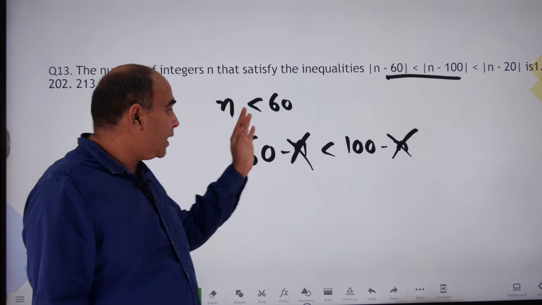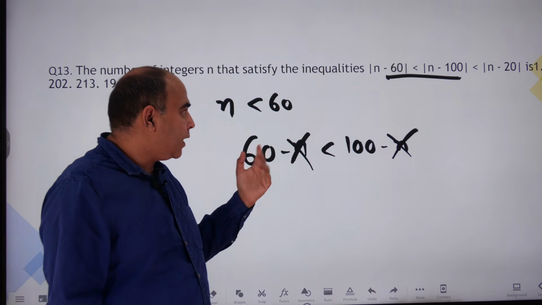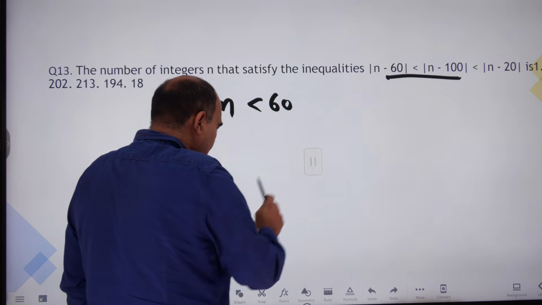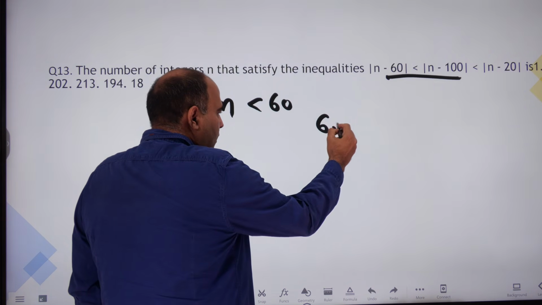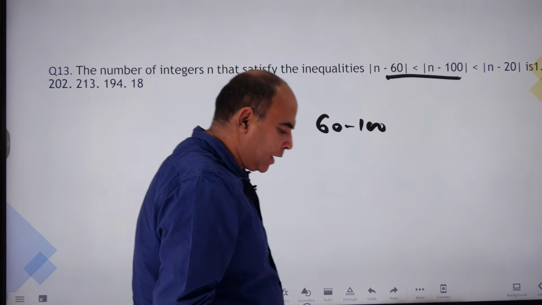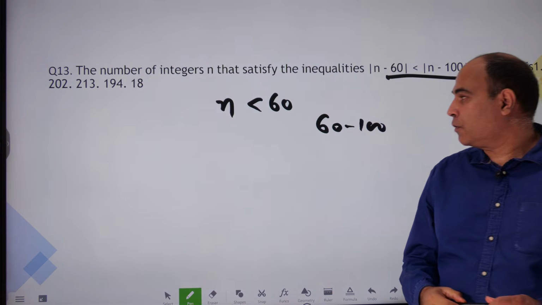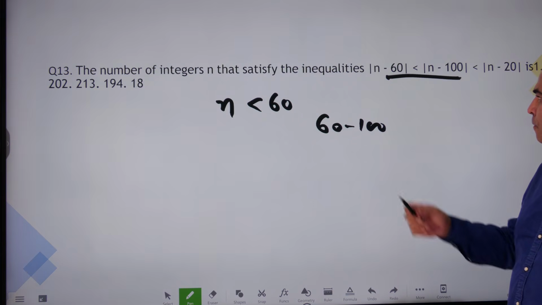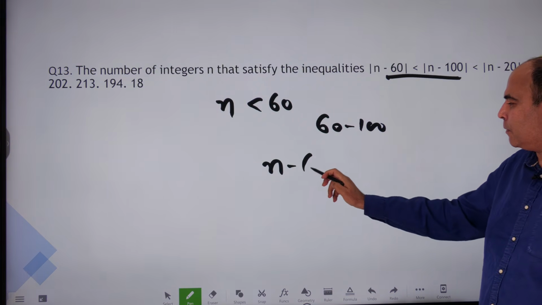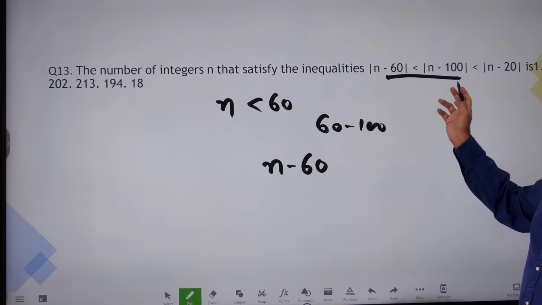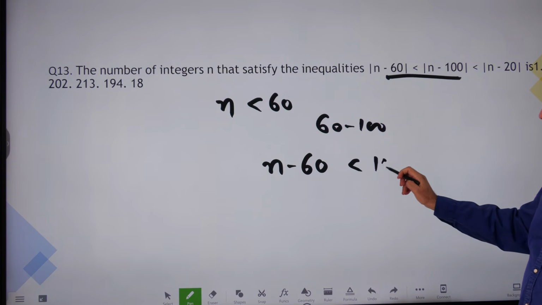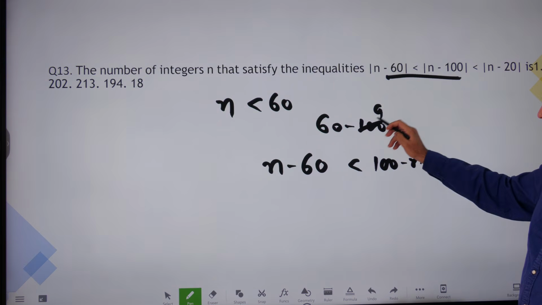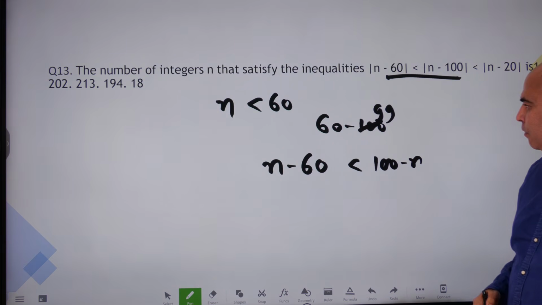60 less than 100, so for n less than 60 it's always true. From n 60 to 100, this is a mathematical solution, and that's why I'm trying to show you that these solutions don't work in the context of shortcuts. For n between 60 to 100, mod n minus 60 will open as n minus 60, and mod n minus 100 will open as 100 minus n, because mod n minus 100 for n between 60 to actually 99, this expression will be negative.